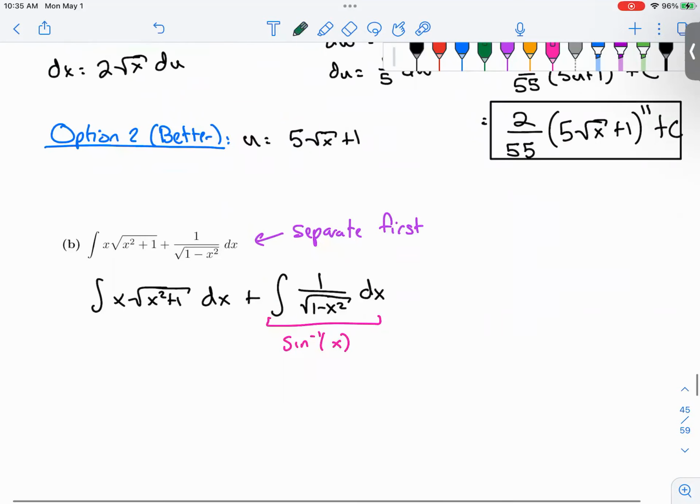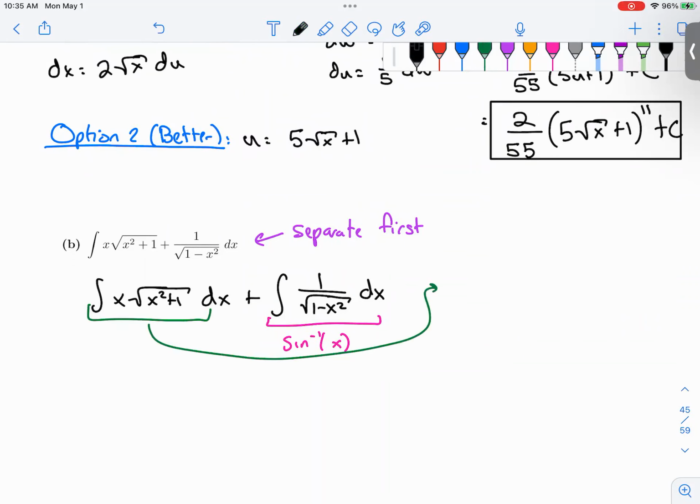Now let's work with this one on the right-hand side. What do you think u should be? x squared plus 1 is a good choice. u is equal to x squared plus 1. That means that du is equal to 2x dx. So what does dx equal? Take a second. I'm not going to write it on the board because I want you guys to get comfortable writing that division.